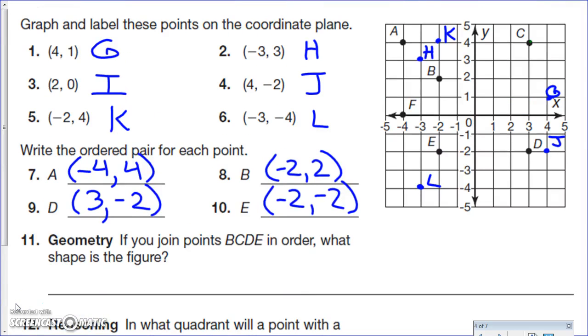For 11, it wants us to join points B, C, D, and E in order. When you do this at home in your math notebook, please make sure you use a ruler so you get a straight line there. And if we look at our 4 points there, we see we have a quadrilateral, and we know it's a trapezoid because opposite sides are parallel for one set and the other two are not. So we only have one pair of parallel sides.